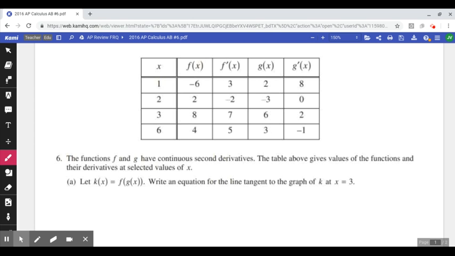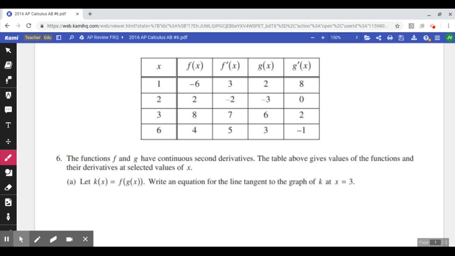In this video, we're going to be taking a look at an AP free response question, number 6, from the 2016 AP Calculus AB exam. In this question, we're given a table of values for f, f prime, g, and g prime. Let's read the prompt and see if we can answer parts A, B, and C.